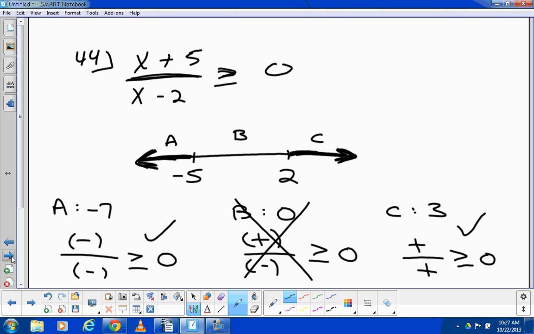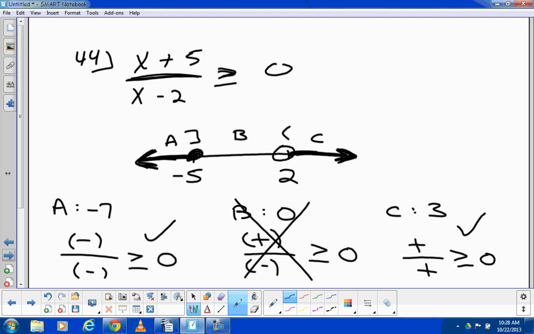Now -5, he's fine. So we could include -5, but then we couldn't include 2. So that's using open and closed circles. Certainly you could do it like this. You could have used a bracket there and a parenthesis there, however you want to do that.